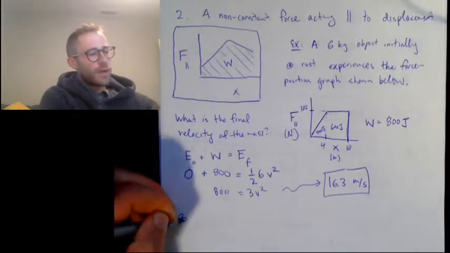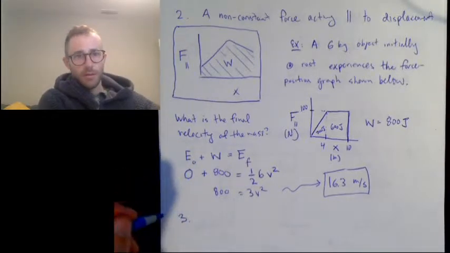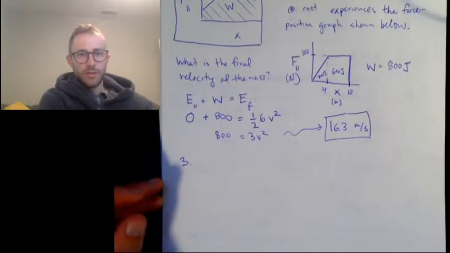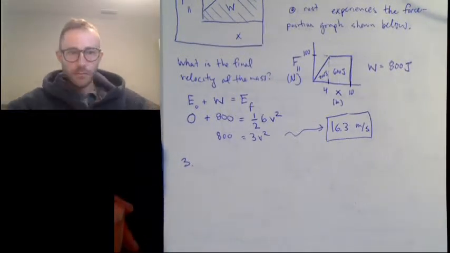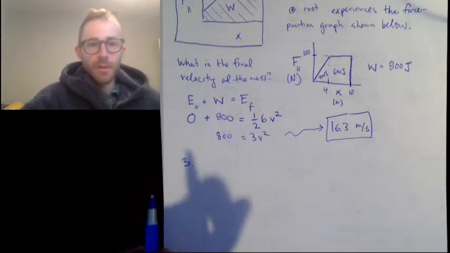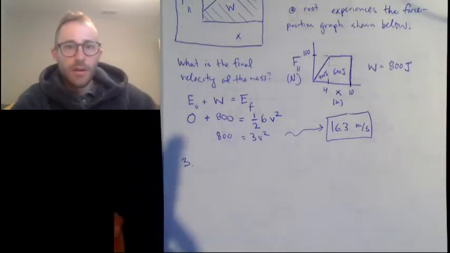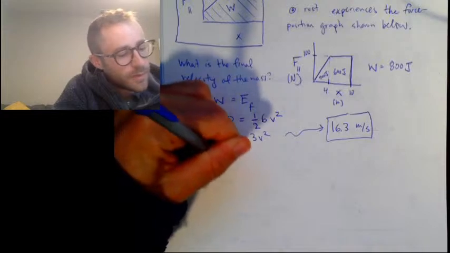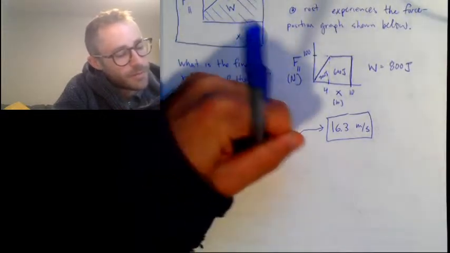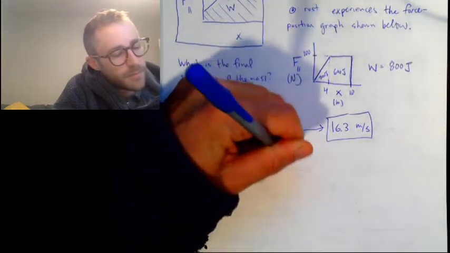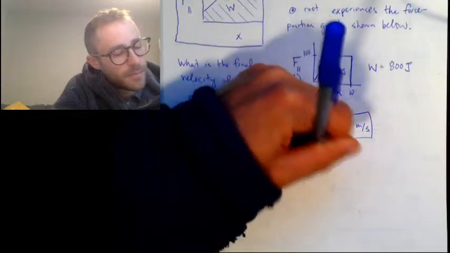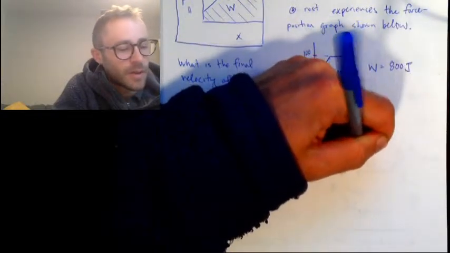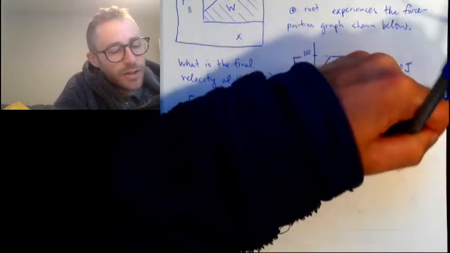The third way, so the third and final way of calculating work, is to deduce the amount of work based on the change in energy of the object.